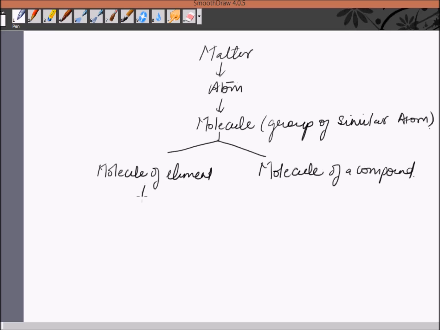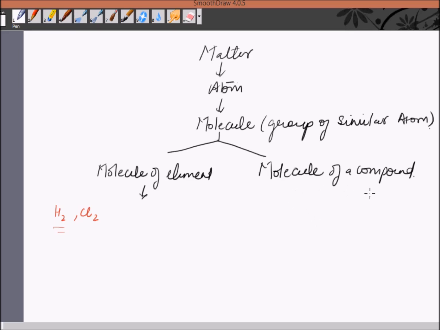A molecule of an element, for example, is like H2, Cl2. That is, the molecule of an element contains two or more similar atoms. For example, a molecule of hydrogen contains two hydrogen atoms and is written as H2. Similarly, we have chlorine, Cl2, containing two chlorine atoms. So both the hydrogen molecule and the chlorine molecule are diatomic molecules because they contain two atoms per molecule.